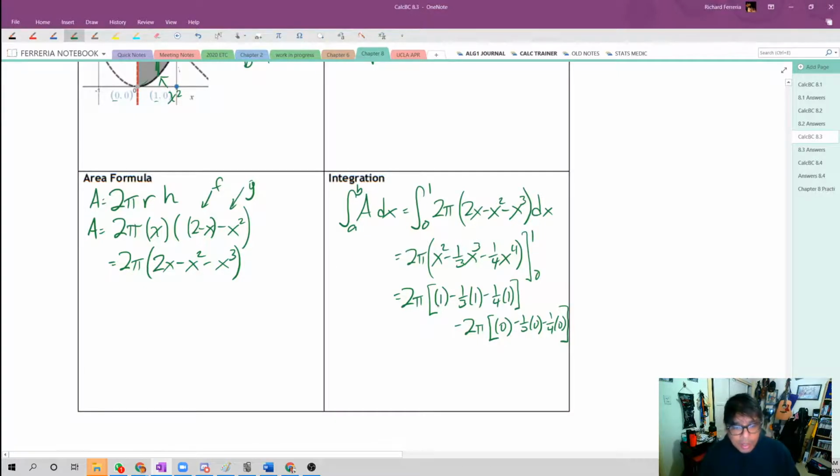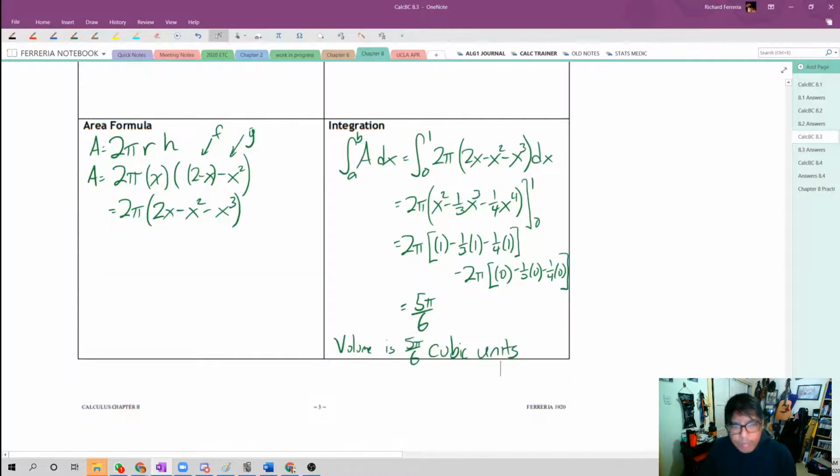This is 1 minus 1/3 minus 1/4, which, let's see, this is 7/12, so 5/12. 2 times 5/12 is 5/6. So this is 5 pi over 6. So we got a volume of 5 pi over 6 cubic units.